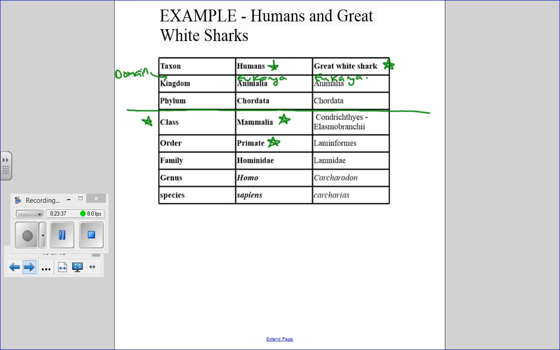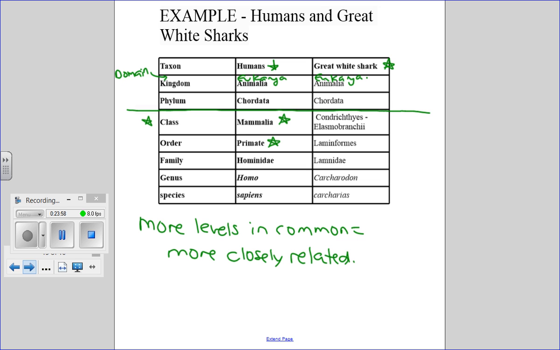What I would ask you to be able to describe is how closely related are two organisms. And the key would be that more levels in common equals more closely related. But the key is the levels that are in common have to start at the top with domain or kingdom or phylum. It might be possible in some cases for you to find two organisms that have the same word for one of these lower categories, even though the higher categories are not the same.